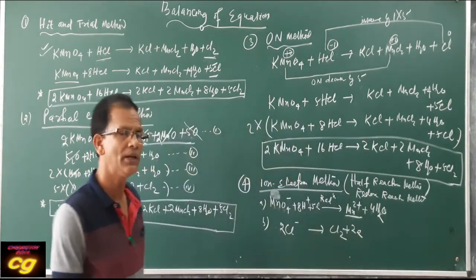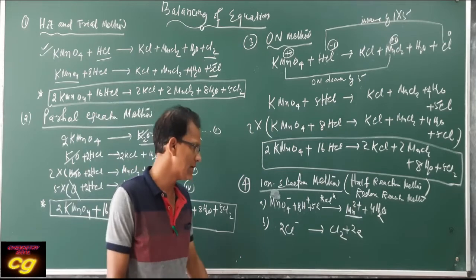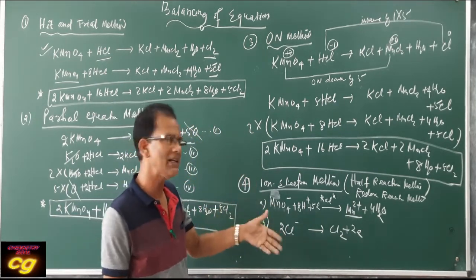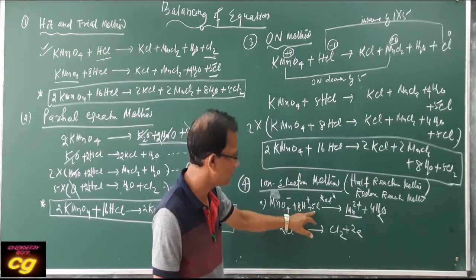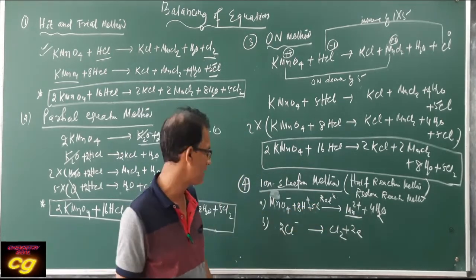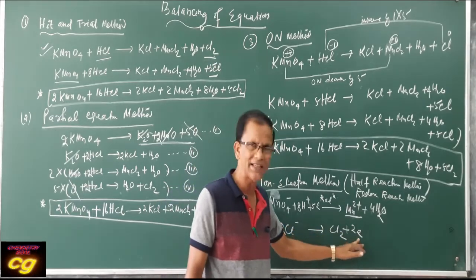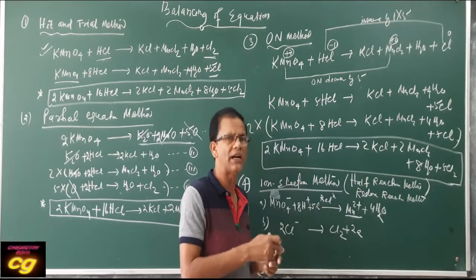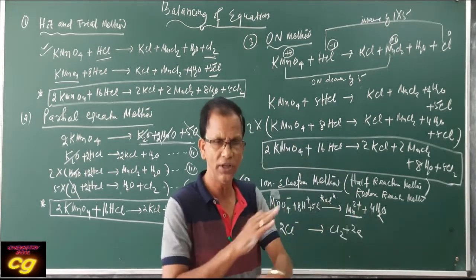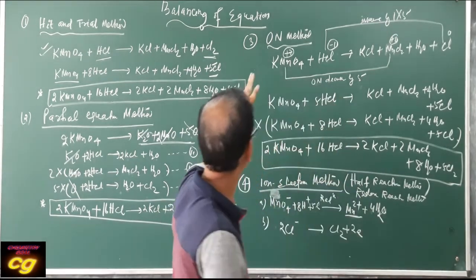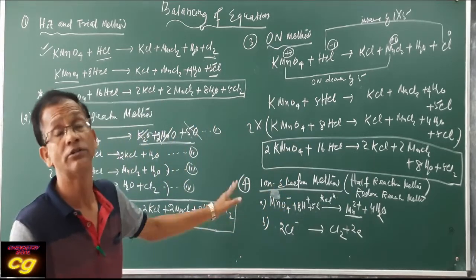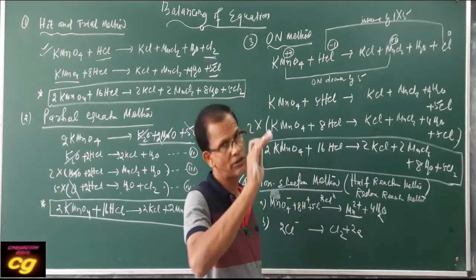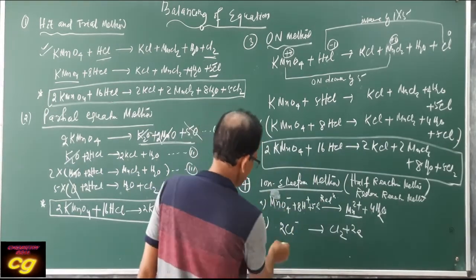It is very important to think technically about whether the electron is added on both sides or not. Here in the first equation, the electron is added on the left side. Here in the second equation, the electron is added on the right side. That is correct. If the electron is added on both sides, that is wrong, and you cannot balance the equation by the ion electron method. In the ion electron method, you see the addition of electron either on the left side or on the right side.